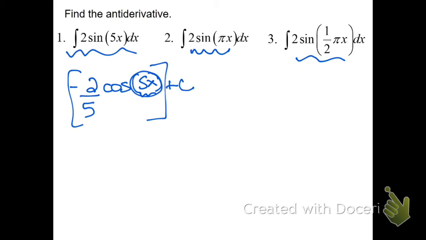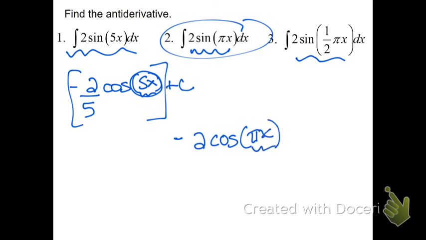Okay, so number 2 is the same thing. It's negative 2 cosine of pi x divided by the derivative of the inside, which would be divided by pi. Then when you go plugging in numbers, they're going to have like 0 and 1 or whatever. Those pi's will work themselves out. You'll see it's not as bad as it looks. That brings me to the last one.